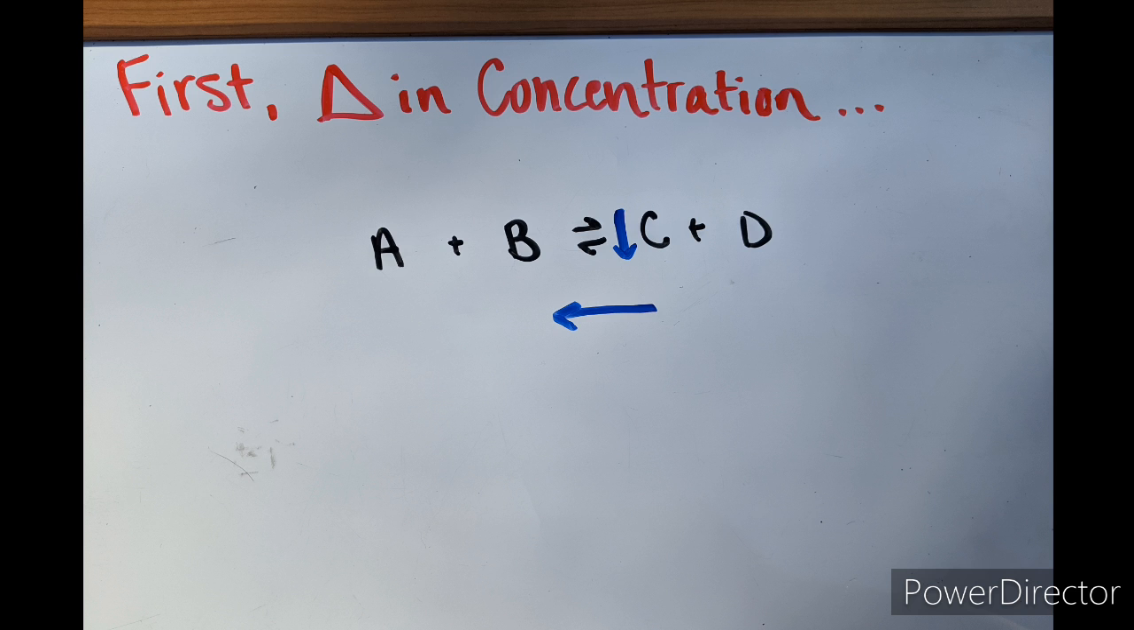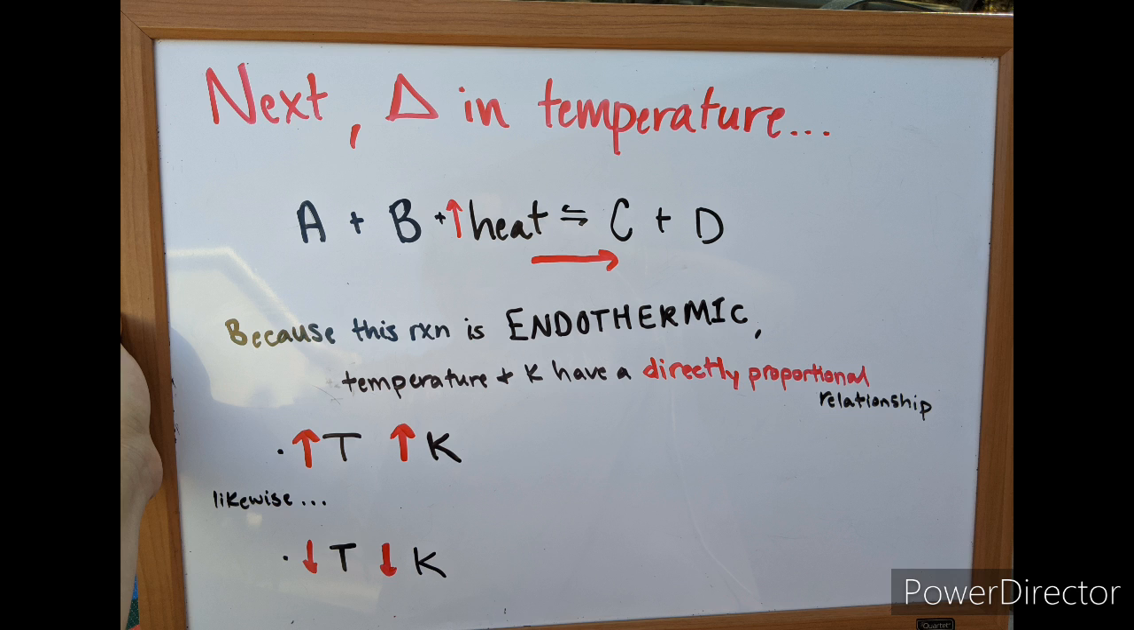Removing C causes the reverse reaction to be faster than the forward reaction, increasing the amount of A's and B's produced, causing it to move to the left in order to reestablish equilibrium. When you stress a reaction that's in equilibrium, the reaction will favor the side that is unstressed in order to undo it. Next, we will address change in temperature.